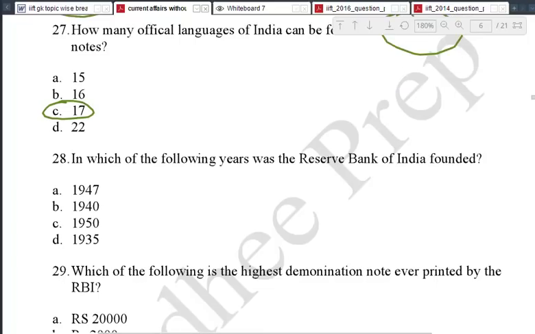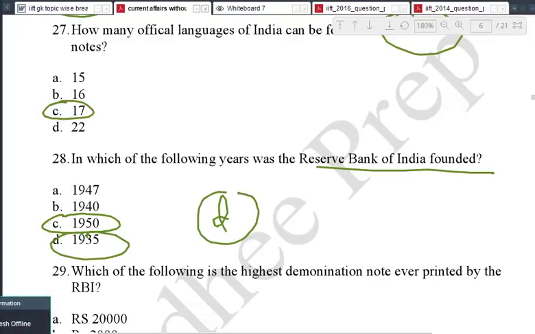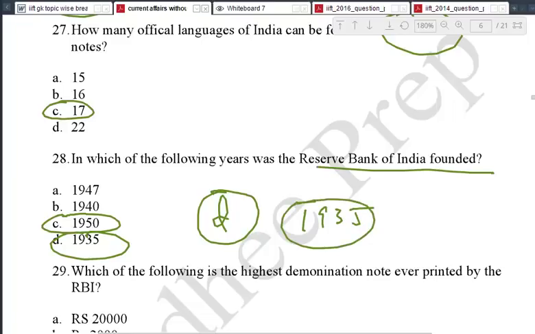In which of the following years was the Reserve Bank of India founded? Can be a very good question, people. 1950? Brilliant. No, it is 1935. The right answer is D. The Reserve Bank of India was founded in 1935, and surprisingly, the State Bank of India is older than the Reserve Bank of India. The answer is 1935.